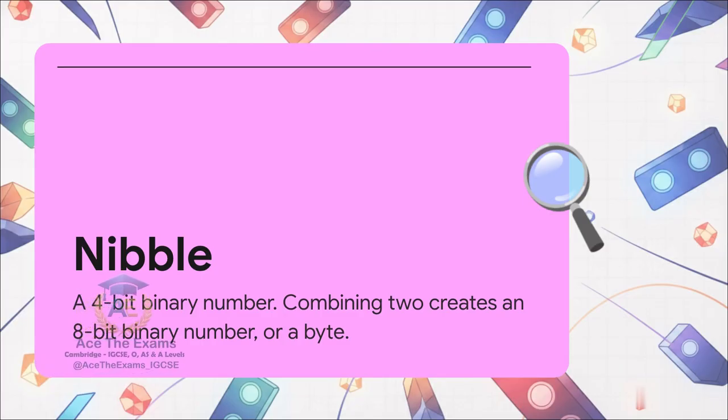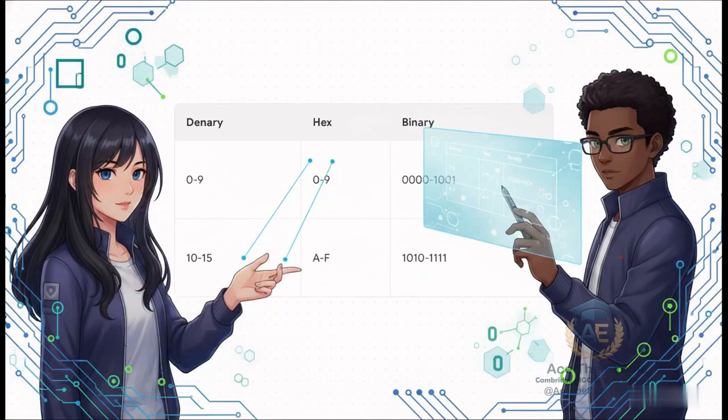The nibble really is your secret weapon here. Think of it as the crucial, perfectly sized bridge between our everyday denary numbers and computer hexadecimal numbers. Now, this table is basically your ultimate 16-row exam cheat code. Notice how the denary numbers 0 through 9 perfectly mirror the hexadecimal digits 0 through 9. Simple enough, right? But watch what happens from denary 10 to 15. Hexadecimal suddenly shifts to letters, A, B, C, D, E, and F. Meanwhile, that binary column gives us every single 4-bit combination, starting from 0000 all the way down to 1111.